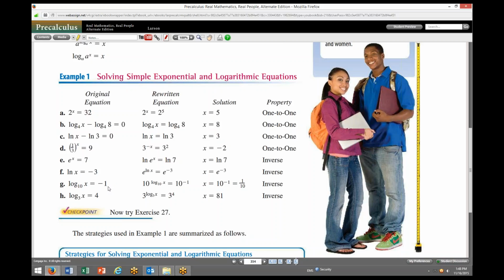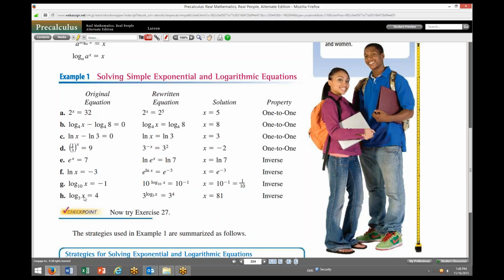So therefore, the corresponding exponential equation is simply, jump over this step here and just say 10 to the negative 1 power equals x. 10 to the negative 1 is just 1 over 10. That's how much x is, 1/10, or 0.1, however you want to say it.